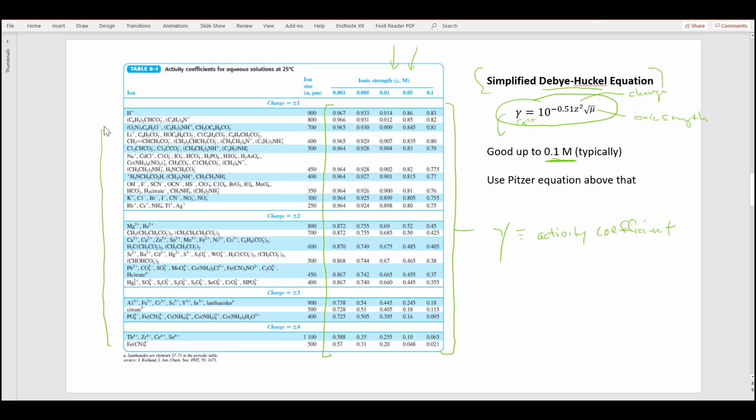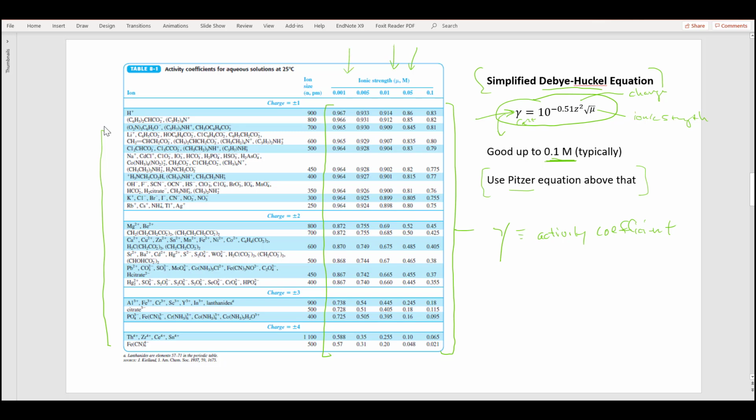If you need to go above that, and we're not going to do that in this class, there are other sets of equations that get more complicated, one of them being the Pitzer equation, and so we're not going to do that. For this class, this will always work. Just always use the Debye-Huckel equation, or you can use a table like this if you'd like.